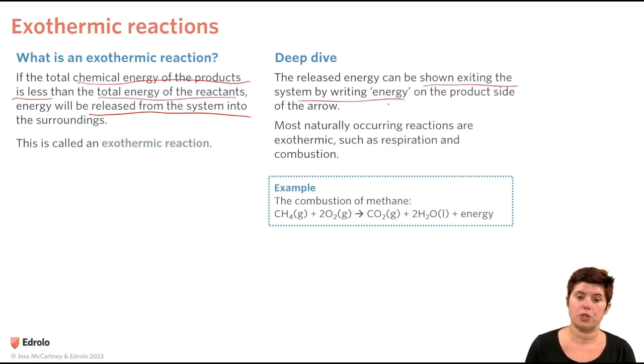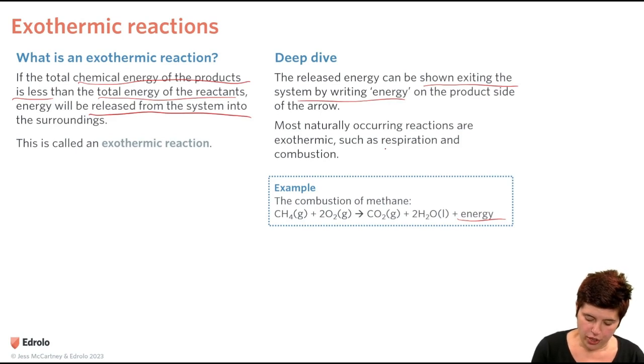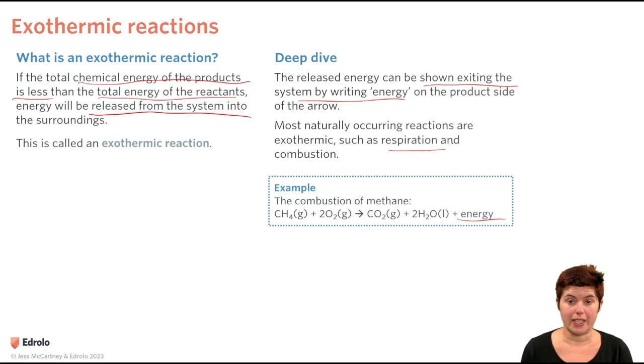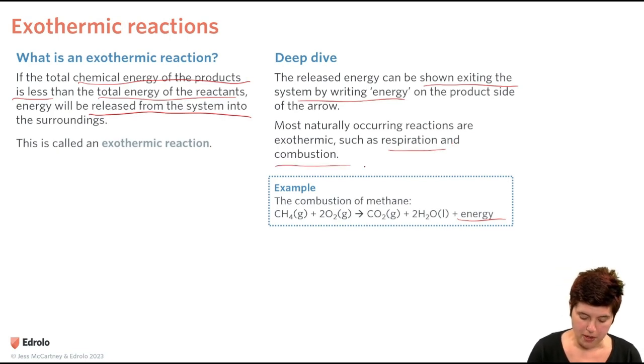Sometimes you may see it in a chemical reaction as energy being a product, and this is how you may have seen many reactions written in Year 10 and 11 chemistry. The most naturally occurring exothermic reactions are respiration, which we spoke about in the last lesson, and combustion.